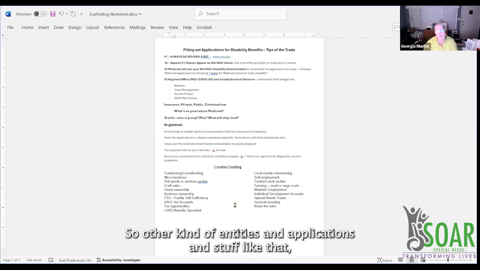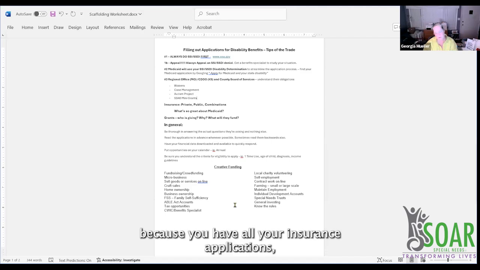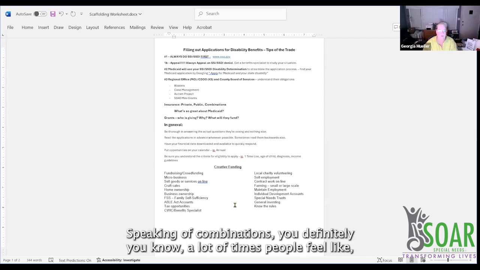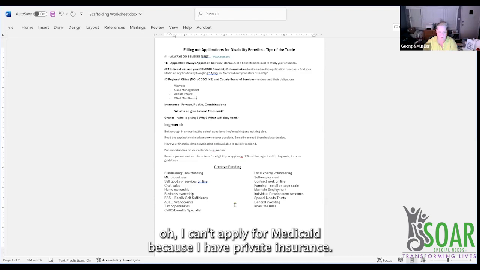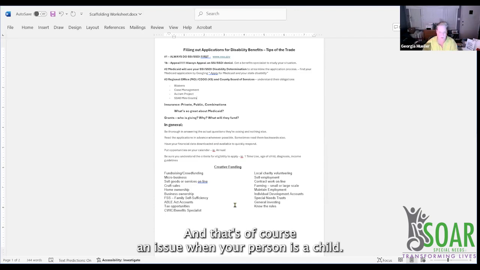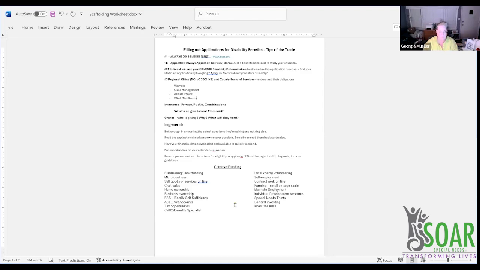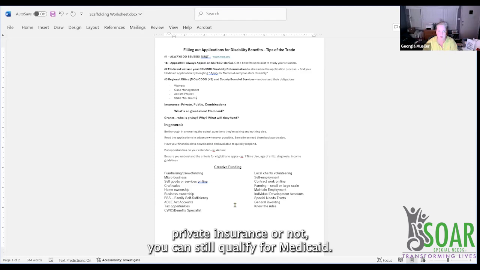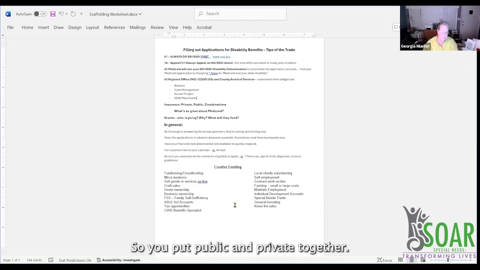Okay, so other kinds of entities and applications, you of course have all your insurance applications, your public and your private, and then combinations. Speaking of combinations, a lot of times people feel like, oh, I can't apply for Medicaid because I have private insurance. That's, of course, an issue when your person is a child, but a lot of times, regardless of whether you have private insurance or not, you can still qualify for Medicaid. And the beauty is you combine the two together. So you put public and private together, they cancel out each other's copays.